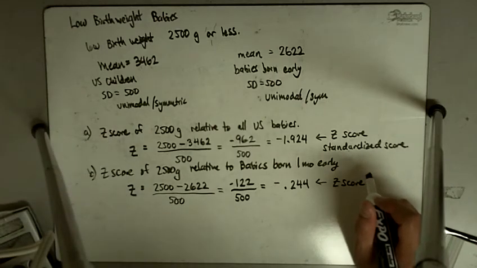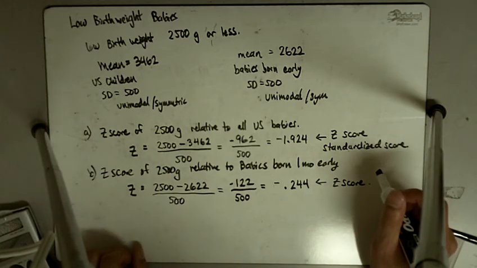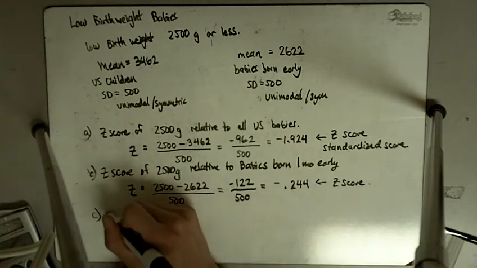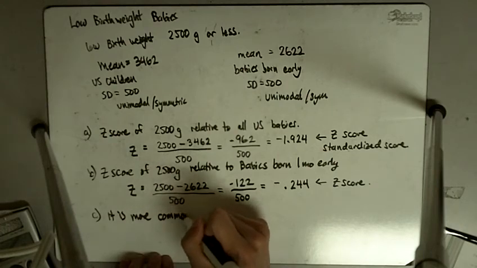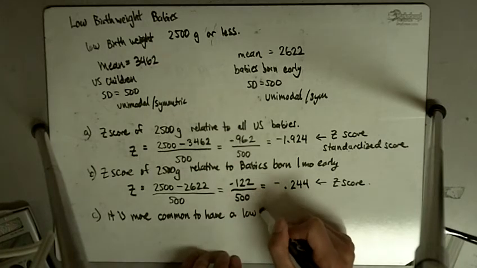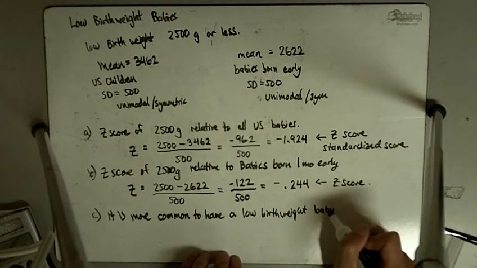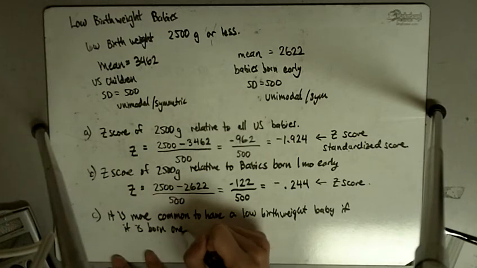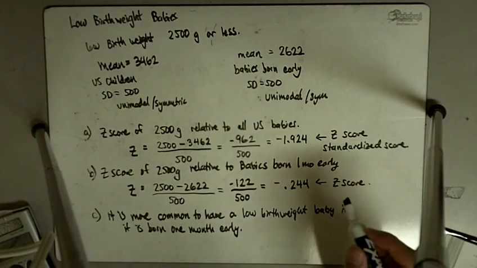And it says, for which group is a birth weight of 2,500 grams more common? Explain what this means. Unusual z-scores are far from 0. So it is more common to have a low birth weight baby if it is born 1 month early. And that makes intuitive sense.